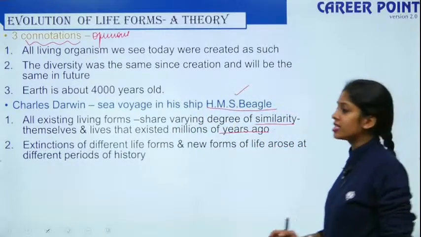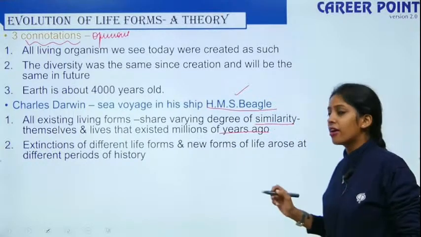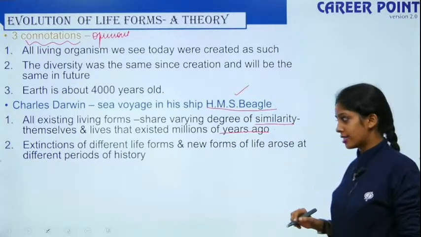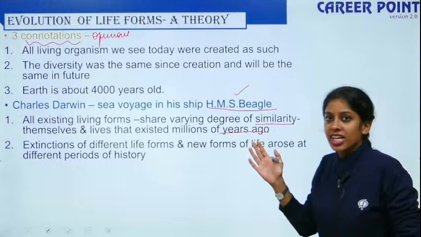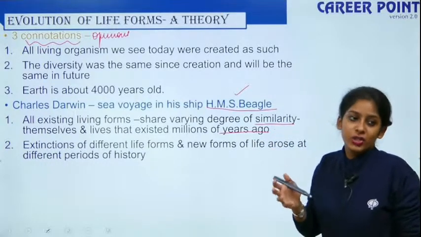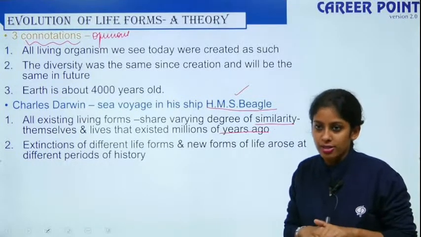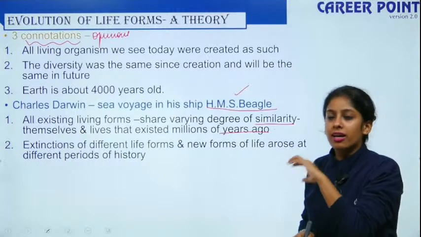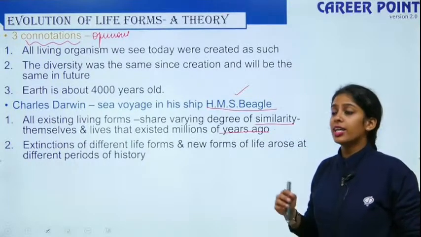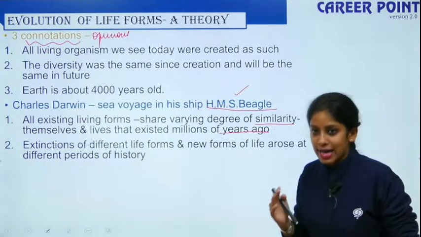The next was that extinctions of different life forms and new forms of life arose at different periods of history. So in a certain era dinosaurs existed, in a certain era other creatures existed. You had dragons also existing in certain parts, right? So in certain eras certain life forms existed, certain new forms came into picture, and certain life forms became extinct, okay?